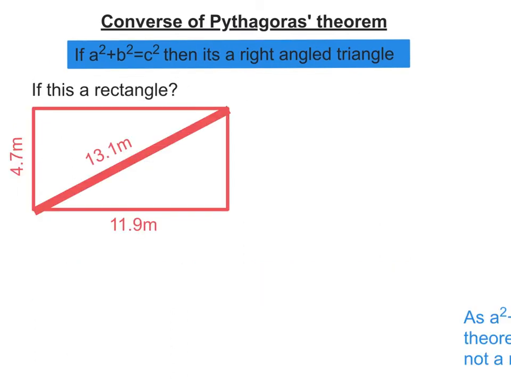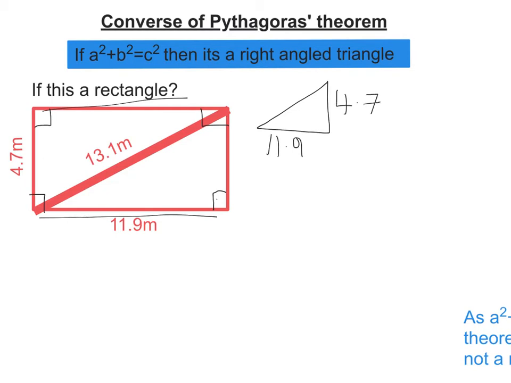Here's a second example. It wants to know if this is a rectangle or not, i.e., are there right angles in each of these corners? Well, given that the length will be the same up here and here, the diagonals will be the same and these will be the same. If we can prove that one of them is a right angle, then we can prove the other. So we are looking to prove that this triangle here, 11.9, 4.7 and 13.1, is a right angle triangle.